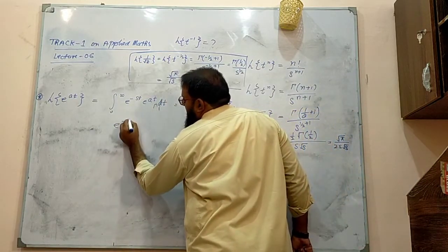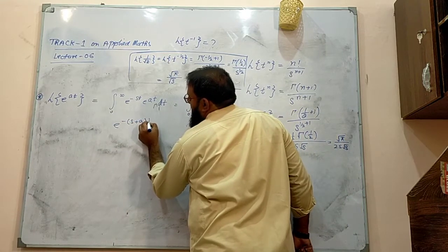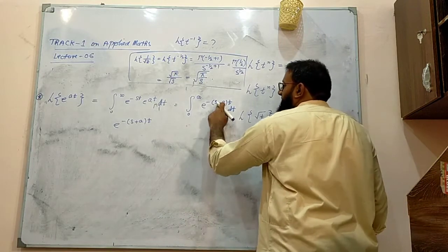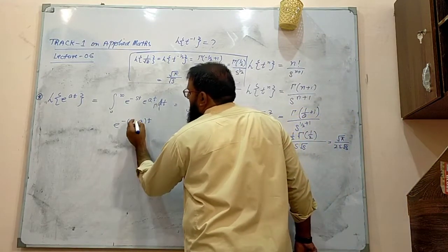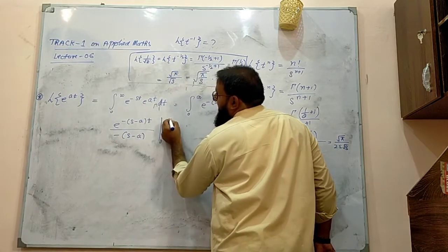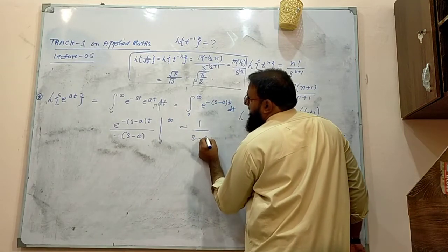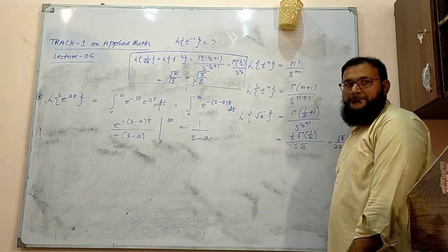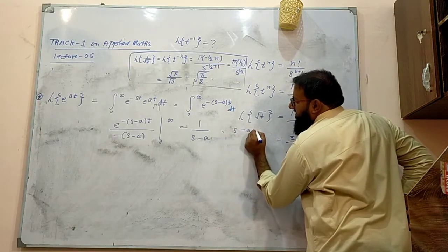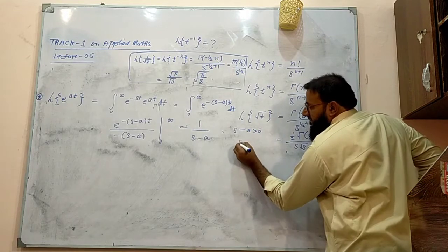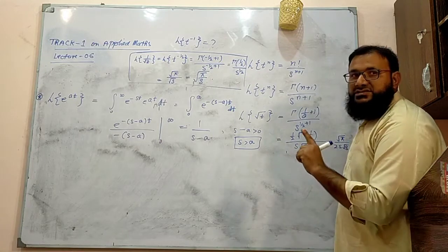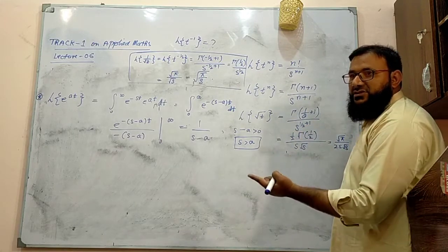Now the integral is going to be, no, this should be minus, divided by minus (s minus a), from 0 to infinity, and you will see that the answer is going to be 1 over s minus a. And this is only valid when s minus a is greater than 0, or simply s is greater than a. S can be greater than 0, or it can be greater than a fixed value, let's say c.